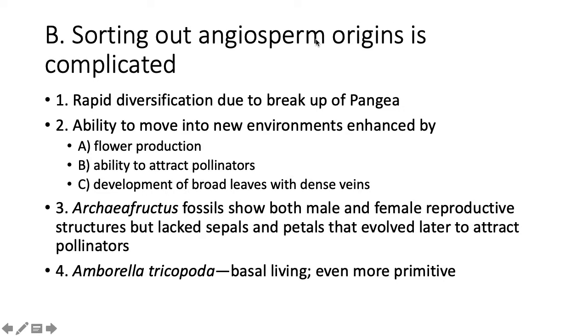So angiosperms went through a rapid diversification after Pangea broke up, because now you have these plants that are experiencing different climates and undergoing changes to their environments and trying to adapt to it. So with the move to new environments, we have flower production. Talk about the benefits of producing flowers: the ability to attract pollinators to help them move that pollen, the male gametophytes. And we also get a development of broad leaves with very, very dense veins, lots of branching, complex venation.